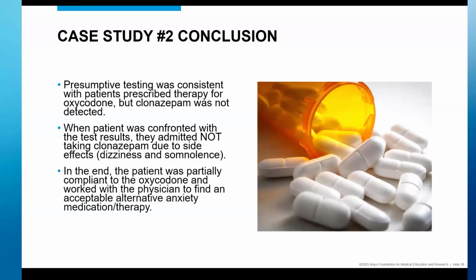So in the end, this patient was deemed partially compliant, so they were taking their oxycodone. Obviously, that was consistent with the information we saw on the visual analog scale as well. Remember, we don't solely judge everything based on a single lab test, but take into account the full interaction and encounter with that patient. And the physician was able to work with the patient to find an alternative anxiety medication that did not give them that side effect of dizziness and somnolence.